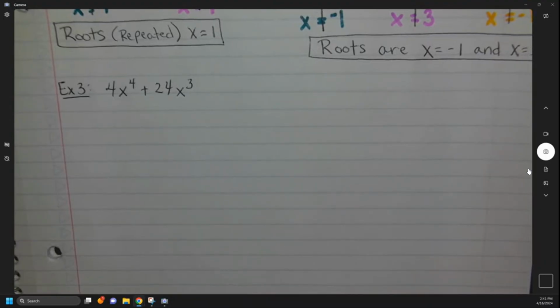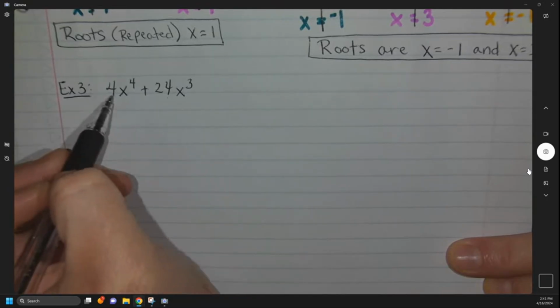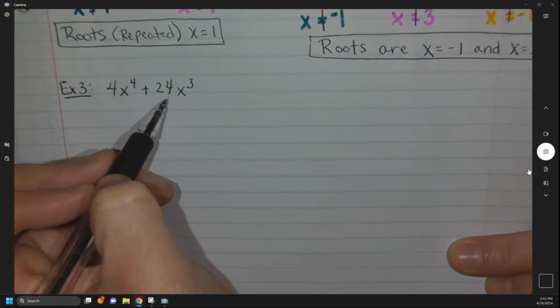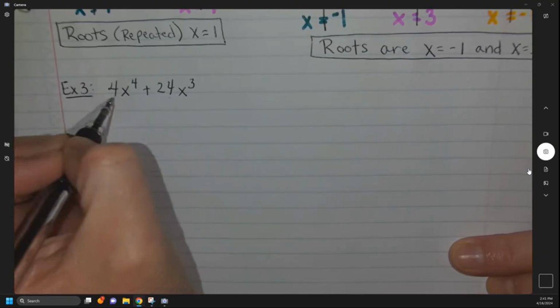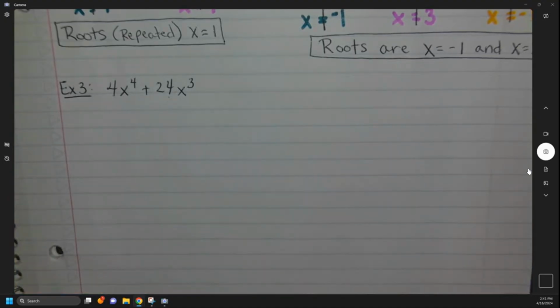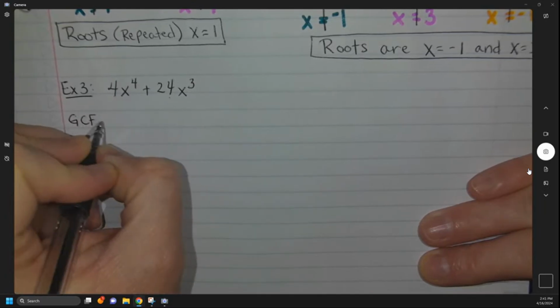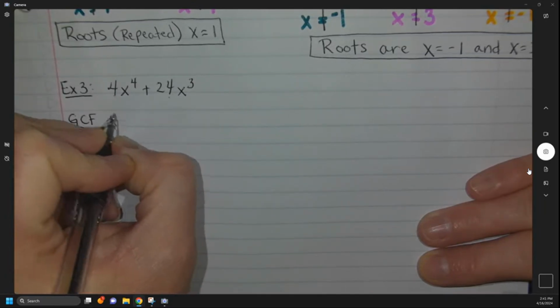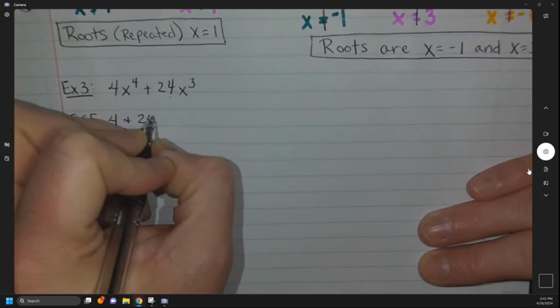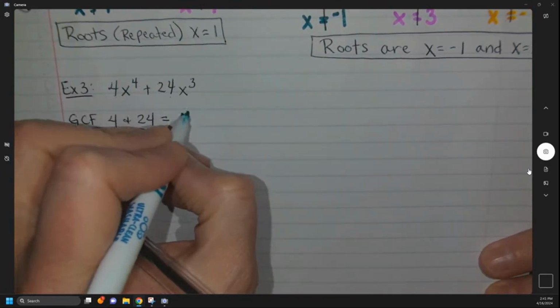So I look at it and I say, okay, what is the greatest common factor of 4 and 24? Well, I know that 4 times 1 is 4, and 4 times 6 is 24. So 4 is the GCF for 4 and 24. And I'm just going to jot that as a note. Now, do I have to write that every time on my paper? No, but for the sake of this, to help us remember how we got there, we're going to write that down. So we know that the greatest common factor for those two is 4.